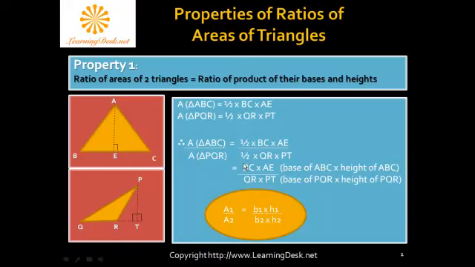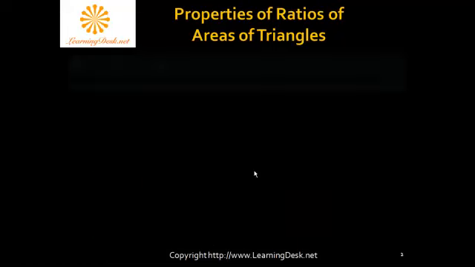The half and the half will go away, and then you will be left with BC multiplied by AE divided by QR multiplied by PT. So BC is nothing but the base of ABC and AE is the height of ABC, and here QR is the base of PQR and PT is the height of PQR. So this is what it says here: the ratio of areas of two triangles is the ratio of the product of the bases and the heights, which is what we found here. That's property number one.